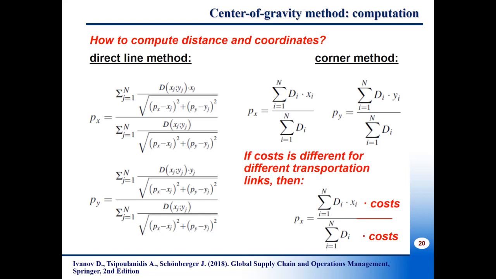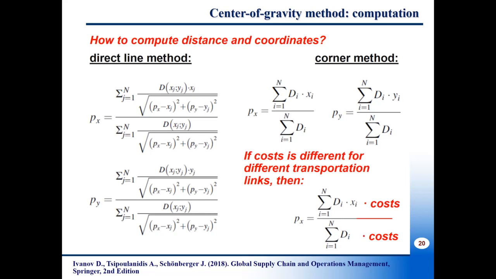First, for finding abscissa of central warehouse, for numerator, we need to multiply the demand at each market with abscissa and divide it by the Euclidean distance between that particular market j, for instance, and particular central warehouse location P. For denominator, we just divide demand at each market by the Euclidean distance between that particular market j and potential central warehouse location P.